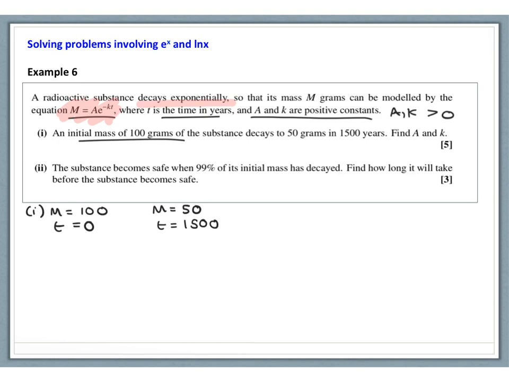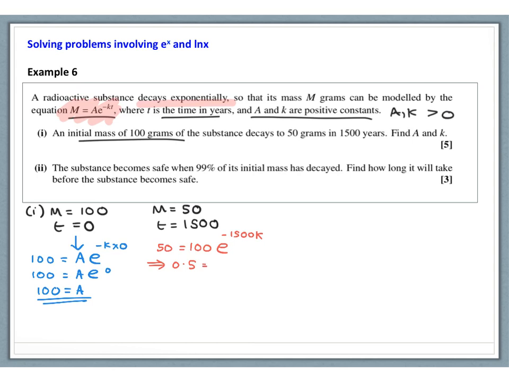So let's start with this information. t equals 0, m equals 100, so that gives me 100 equals a, e to the negative k times t, which is 0, and of course this gives me e to the 0, which is equal to 1, so a is equal to 100. Next part, m equals 50, t equals 1,500, so I know that 50 is equal to a, which I now know is 100, e to the negative k times t, so negative 1,500k, and we can divide by 100, so 0.5 equals e to the negative 1,500k. Take natural log, so ln of 0.5 equals negative 1,500k.